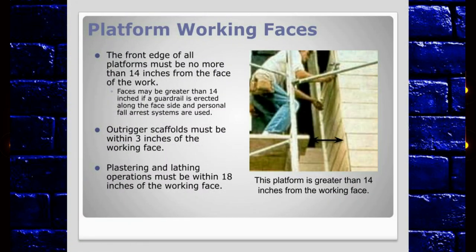Platform working faces. The front edge of all platforms must be no more than 14 inches from the face of the work. The distance may be greater than 14 inches if a guardrail is erected along the face side and personal fall arrest systems are used. Outrigger scaffolds must be within 3 inches of the working face. Plastering and lath operations must be within 18 inches of the working face. The platform in the picture is greater than 14 inches from the working face, as you can see.